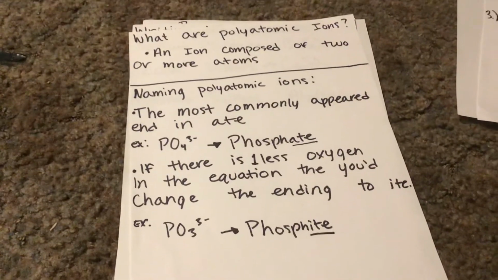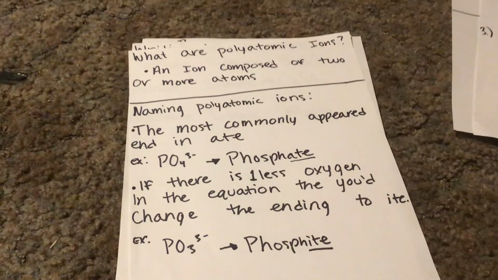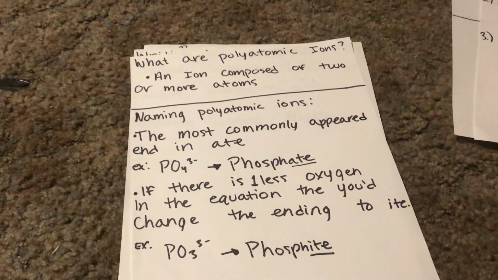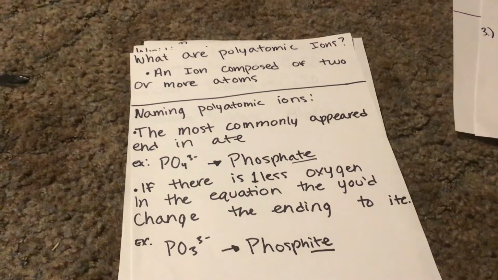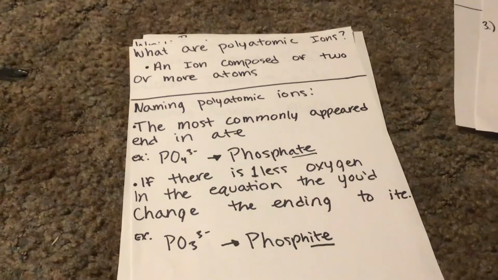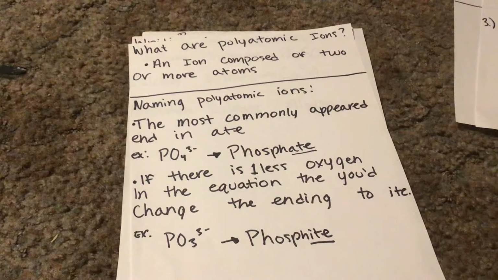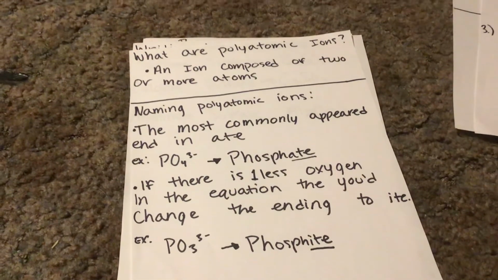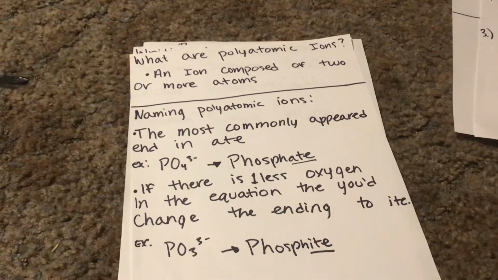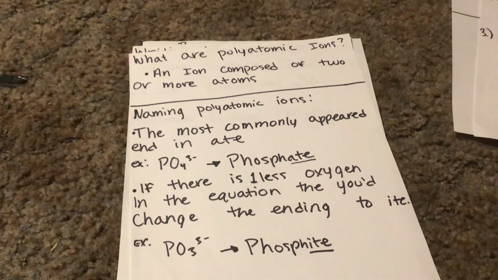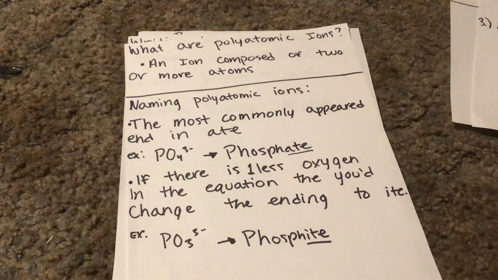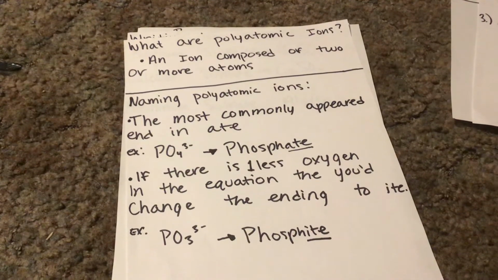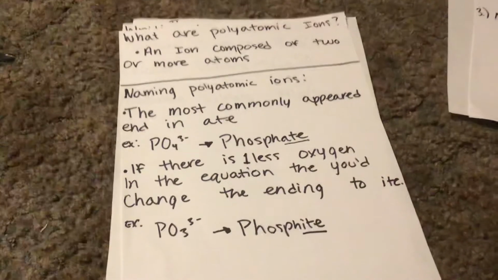Next question is, what are polyatomic ions? Polyatomic ions are ions composed of 2 or more atoms. Now for naming polyatomic ions, the most commonly appeared end in "ate." So if we have PO4 with a charge of 3-, you would get phosphate, notice ending in "ate." If there's one less oxygen in the equation, then you change the ending to "ite." So if you got PO3 instead of PO4, you would change it to phosphite.